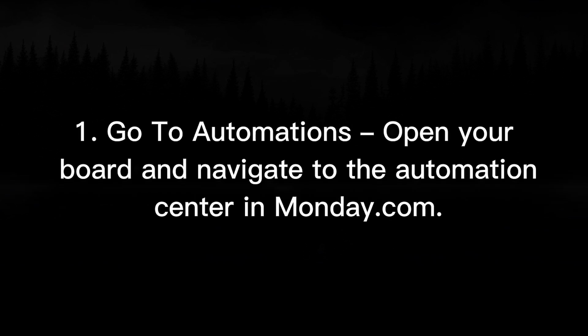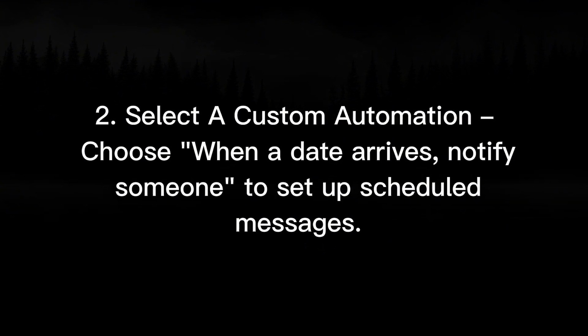1. Go to Automations, open your board, and navigate to the Automation Center in monday.com. 2. Select a custom automation. Choose, when a date arrives, notify someone to set up scheduled messages.